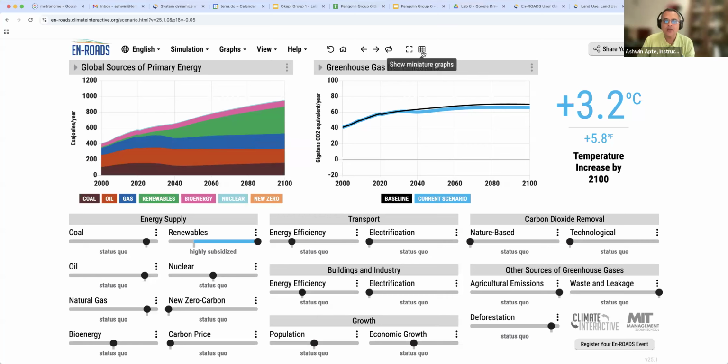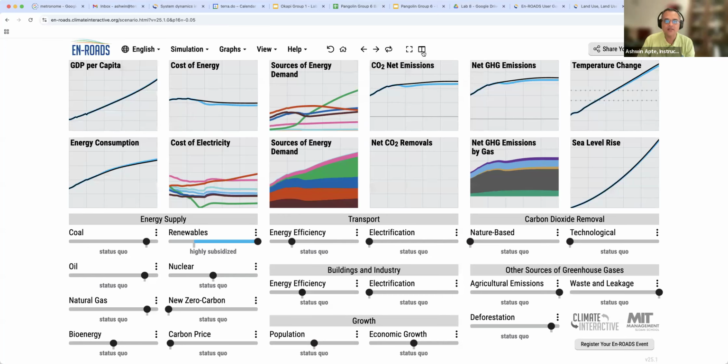So maybe let's look at a couple of other graphs and see why this is happening. So these are a few graphs, and En-ROADS has a bunch of graphs. I'm not going to show you all of them. You can play around with those in your own time. But okay, let's replay and see what happens. So in sources of energy, you're seeing the green line go up, which is renewables. You're seeing gas, oil, coal come down a little bit.